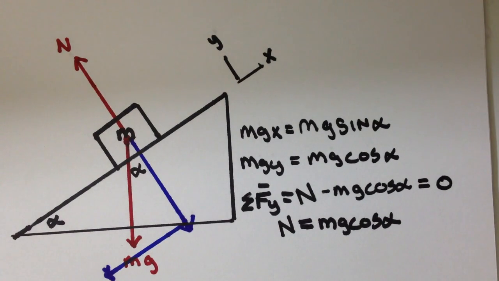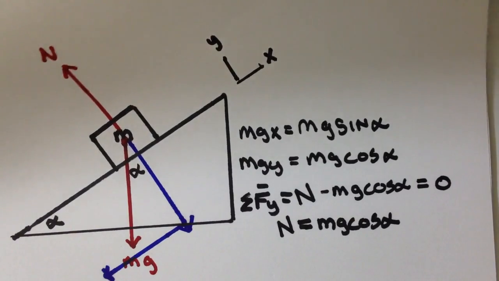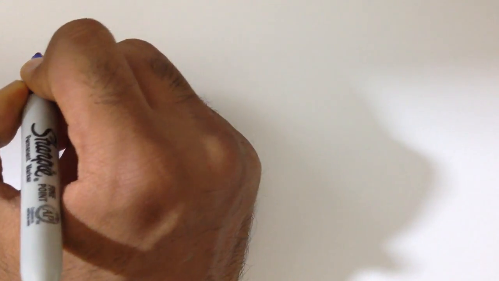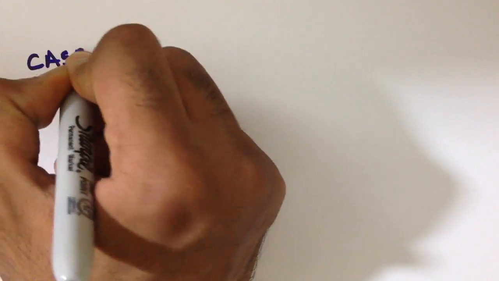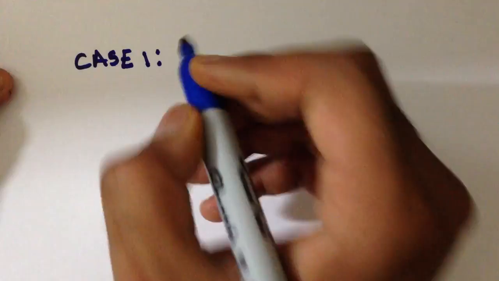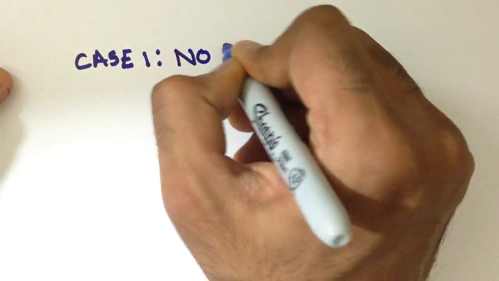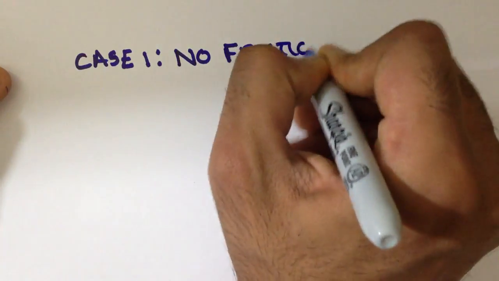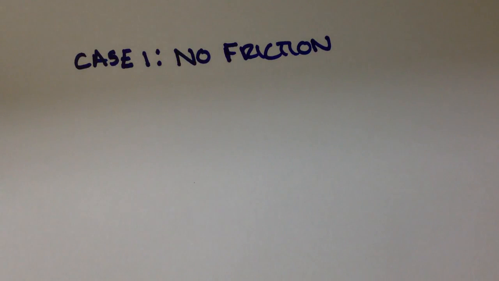So now we will present case 1, which is no friction. I will present here now case 1. You have case 1 here. No friction. We have no friction. This is case 1.